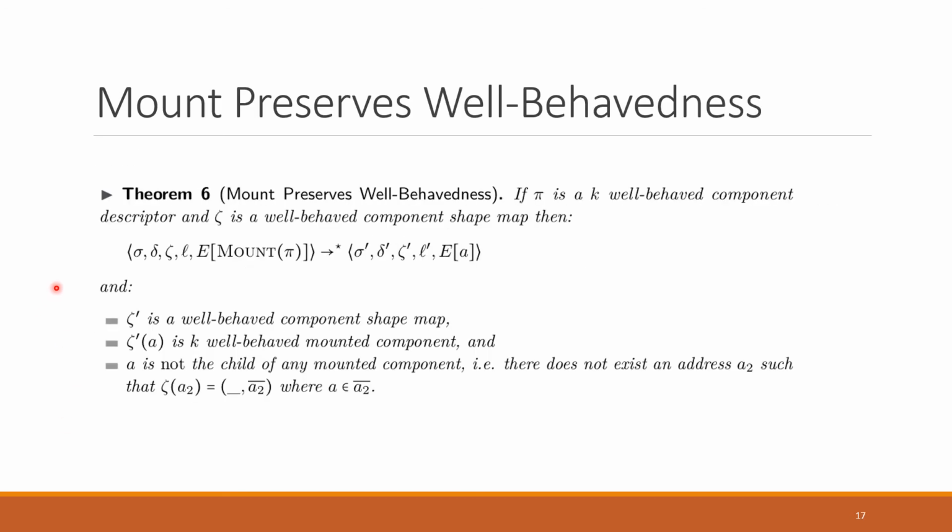Just to give you an example, here is the theorem for mount preserves well-behavedness. So saying we have some well-behaved component. We have a well-behaved component shape map. This is the virtual DOM. Won't go into detail about that. Then if we are in some configuration, in some evaluation context, we're trying to mount pi, then we will be able to take some number of steps to reach another configuration with updated maps, where this mount has been reduced to a value, to an address. And everything is still well behaved in this configuration.